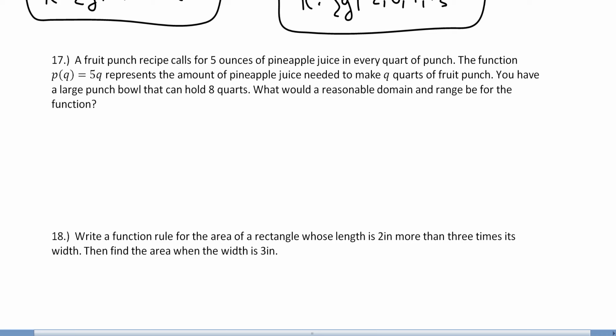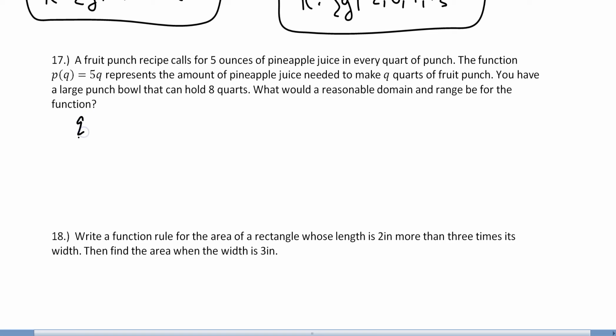For this one, it says a fruit punch recipe calls for 5 ounces of pineapple juice in every quart of punch. The function p of q equals 5q represents the amount of pineapple juice needed to make q quarts of fruit punch. You have a large punch bowl that can hold 8 quarts. What would a reasonable domain and range be for the function? And so really what it's saying is, when you think about this in a real-world context, think about the q values you could use.